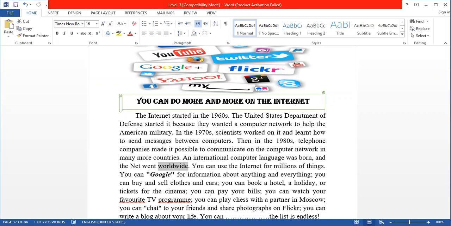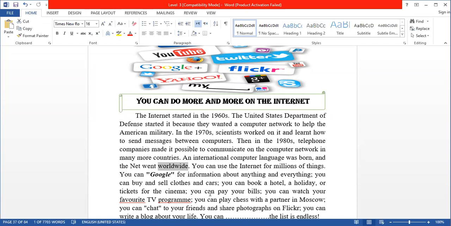You can watch your favorite TV program. Okay. You can watch your favorite TV program on the internet. Sports programs, for example talk show programs, etc.